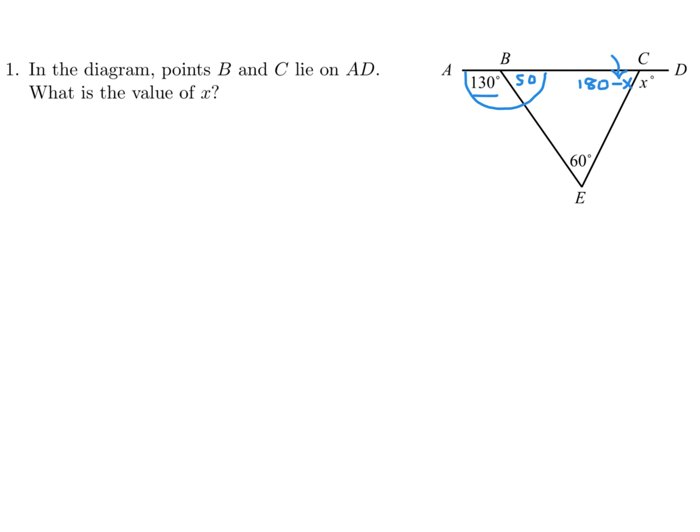And then all the angles in a triangle add up to 180. So 50 plus that 180 minus x plus that 60 have to add up to 180. And when you solve this algebra, you get x equal to 110.